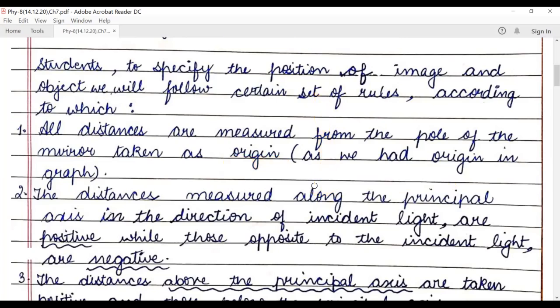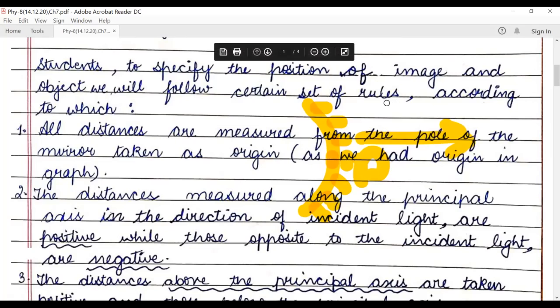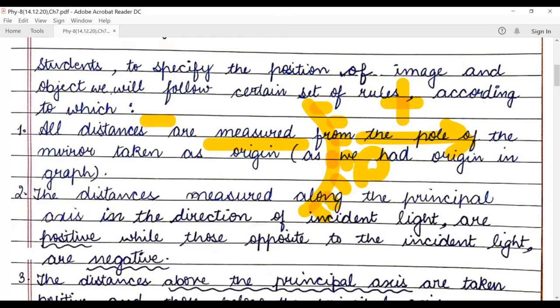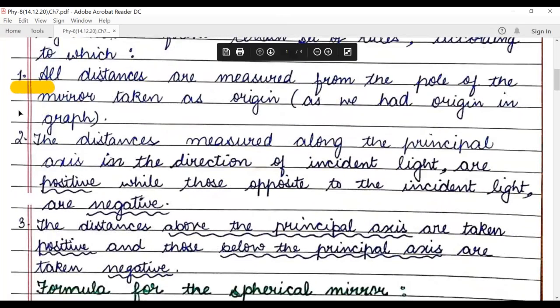So students, similarly, if you have a concave mirror, then the pole will act as the origin, such that all the distances towards the right side of the pole will be taken as positive, while the distances towards the left side of the pole will be taken as negative. So all the distances are to be measured from the pole. This is our first point.